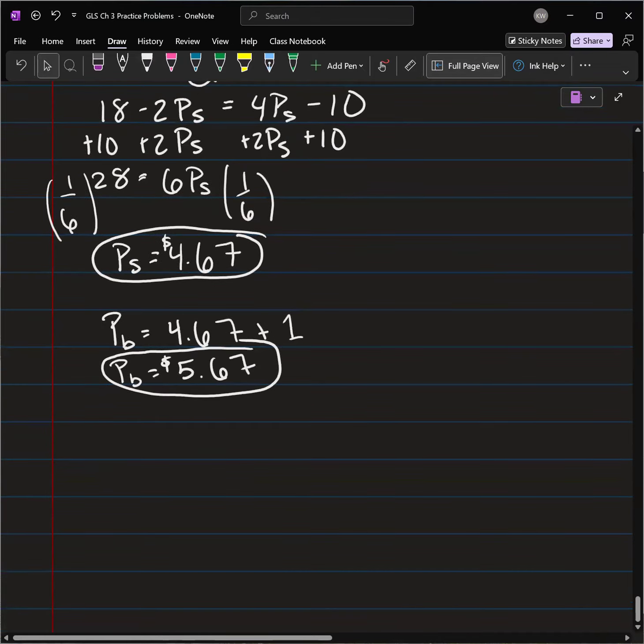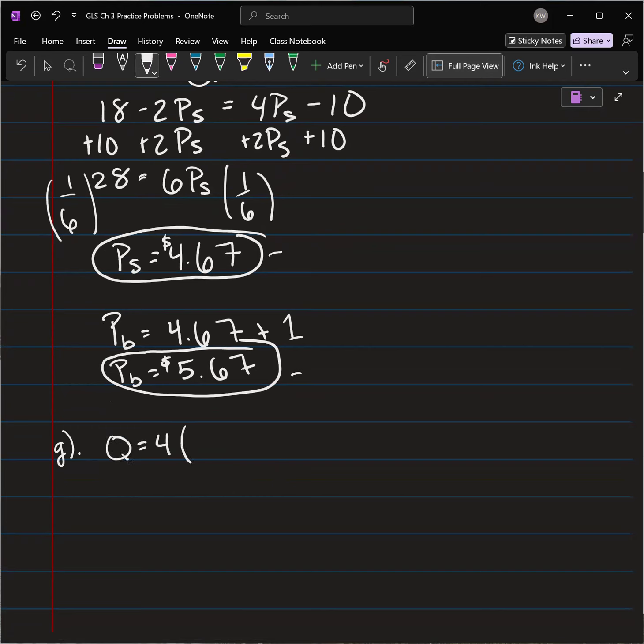And so now that we have those values, we can go ahead and find how much ice cream is traded in this market. So we're going to substitute the price that sellers receive into the supply equation, and we'll substitute the price that buyers pay into the demand equation. So we'll have quantity supplied equal to 4 times the price that sellers receive, which is $4.67, minus 10. That's going to give us 18.67 minus 10, which leaves us with 8 and some change of ice cream.